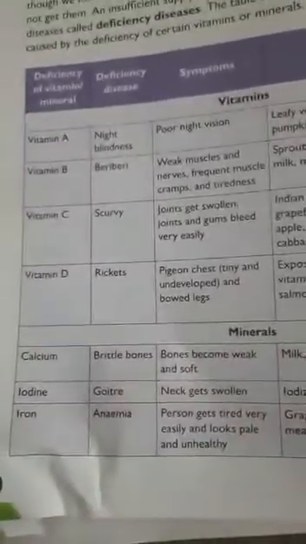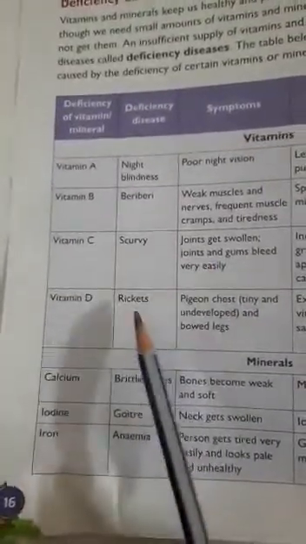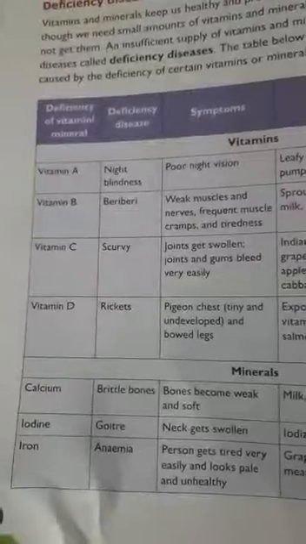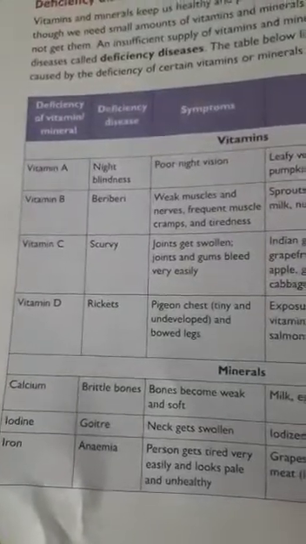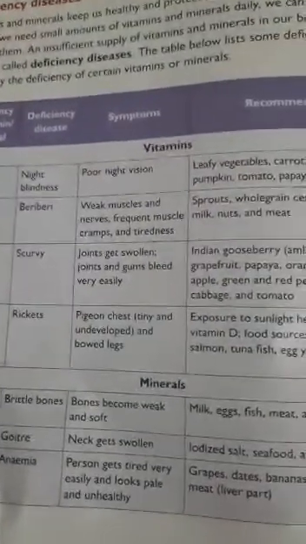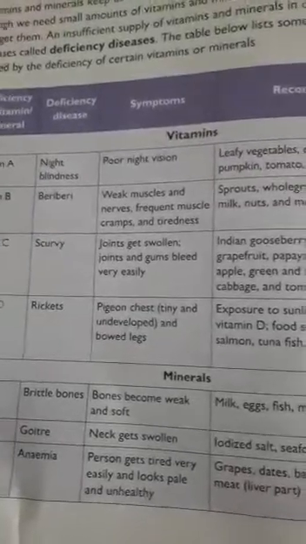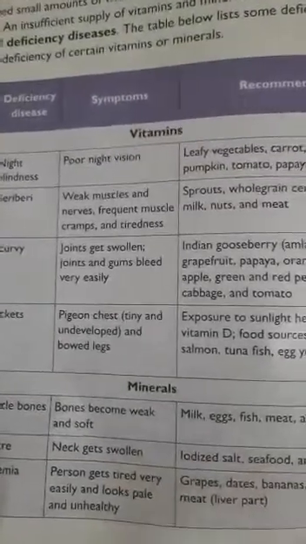So deficiency of vitamin A, here you can see it causes night blindness. It's a disease, night blindness. In this disease, what happens? There will be poor night vision. The person who gets night blindness gets poor vision at night time.